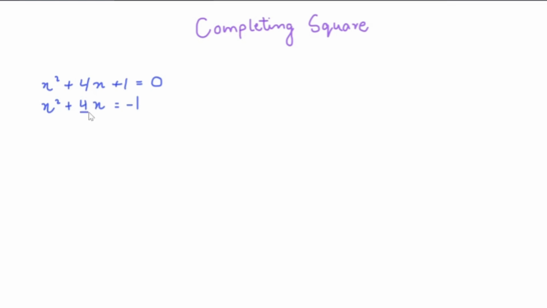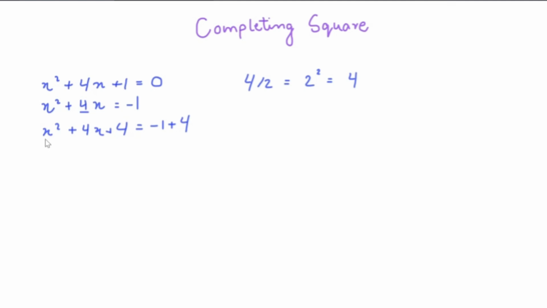Here the coefficient of x is 4, and we will divide that coefficient by 2 and we'll get 2, and then the answer we get, we will take its square. So we'll take the square of 2, we'll get 4. Now this value we got, we will add on both sides, both left hand side and right hand side. So here we will add this. Plus 4 is equal to minus 1 plus 4.